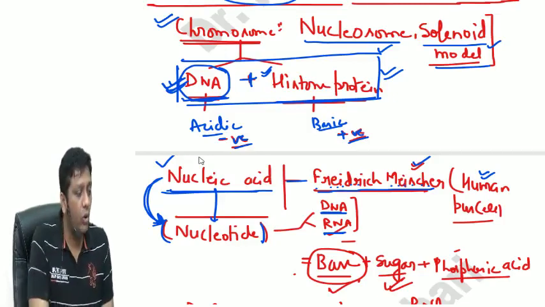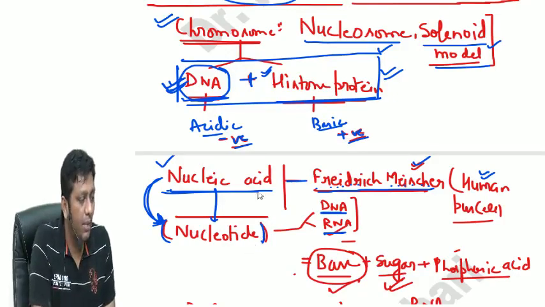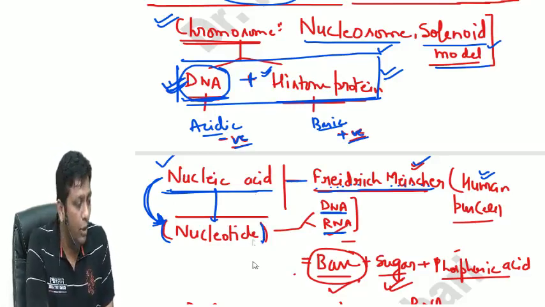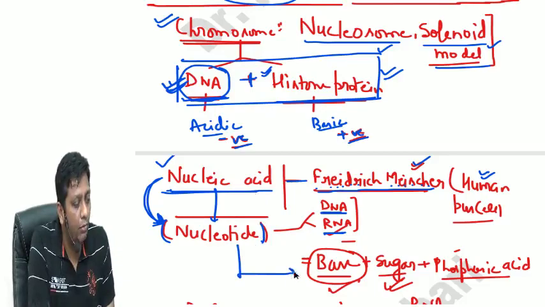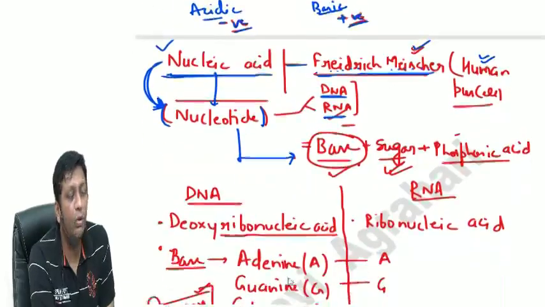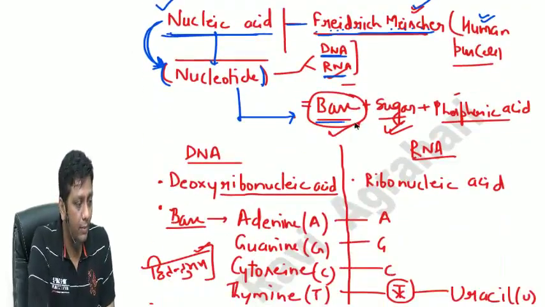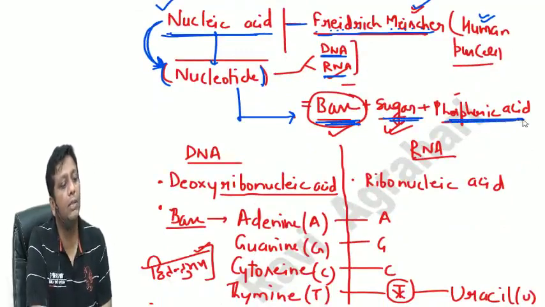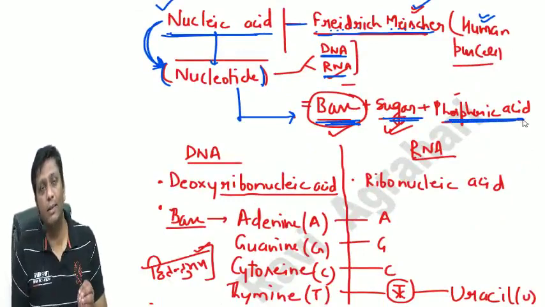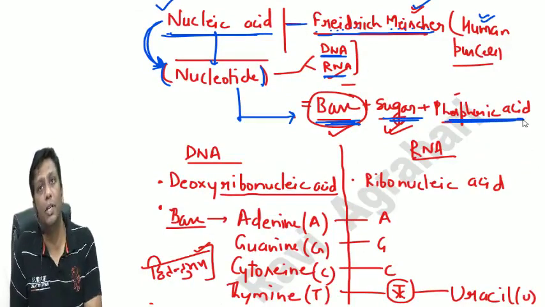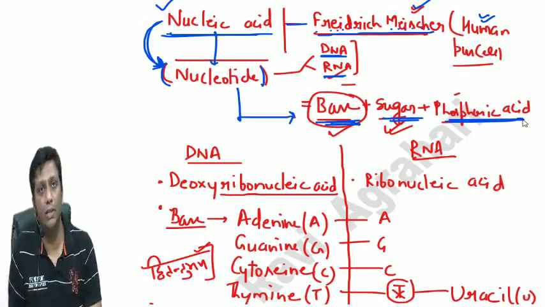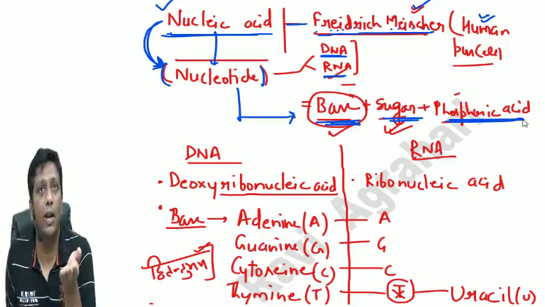You know, nucleic acid and nucleotide are both the same. So nucleic acids and nucleotides are made up of base plus sugar plus phosphoric acid. You remember, base plus sugar plus phosphoric acid. This is the chemical composition of nucleic acid or nucleotide. And nucleic acid and nucleotide means DNA and RNA.